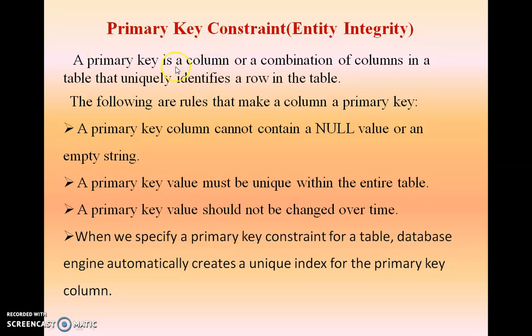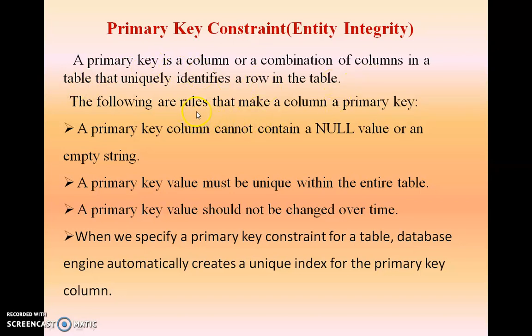The primary key is a column or combination of columns in a table which uniquely identifies a record in the table. This definition indicates that when we want to identify particular records throughout the table, we must set the primary key on that column, or we can use a combination of columns to specify the primary key, and by using the primary key we can identify a record in that table uniquely.